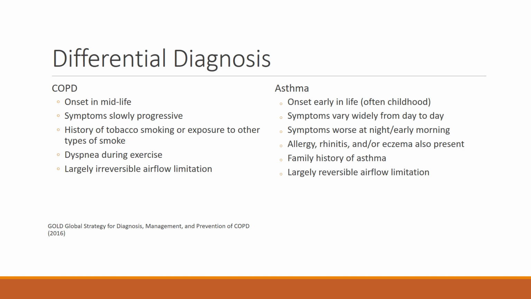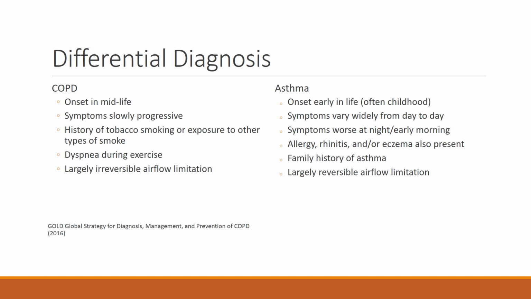So COPD, typically you're going to have that onset in midlife after many years of smoking, as the lung function declines from the damage. Again, usually asthma is diagnosed in childhood or at least earlier in life. COPD is a progressive disease. It certainly seems to worsen over a number of years. Asthma patients can be good one day, and the next day have those symptoms again from the triggers.